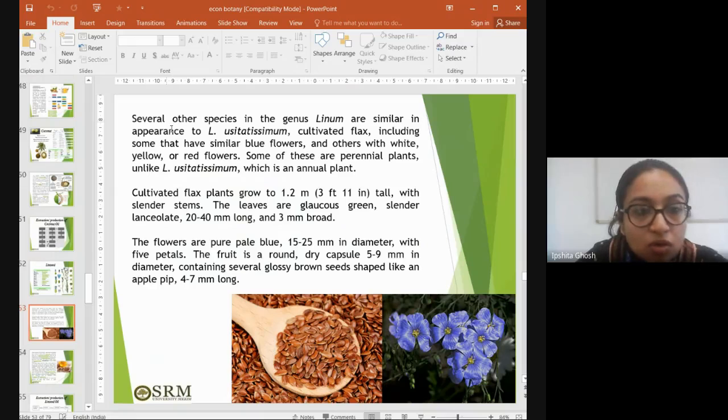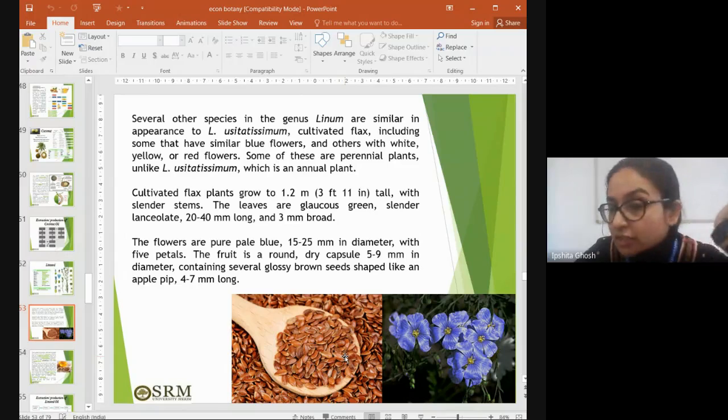So the genus Linum is similar in appearance. There are several species in the genus Linum. So it is actually cultivated flax. Its common name is flax seeds, and it is available in the market in the form of flax seeds. So look at the picture here. These brownish seeds, they look brownish in color, and you will find them in the market.